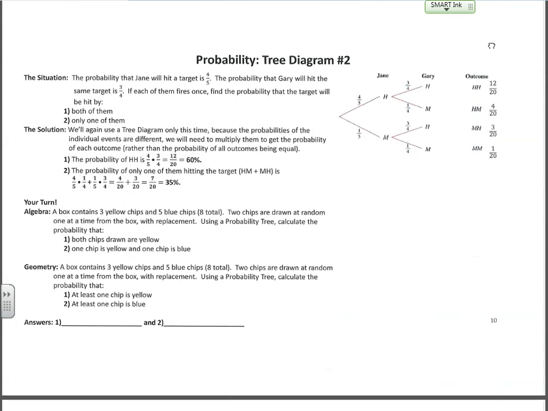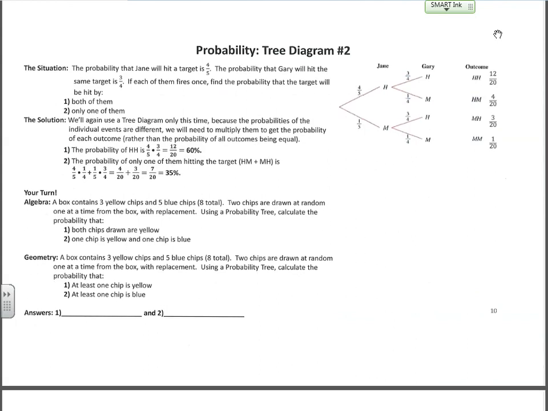Then we move on to our probability tree. We went through how to make this tree in the algebra video. Your question here: a box contains 3 yellow chips and 5 blue chips. 2 chips are drawn at random, 1 at a time from the box with replacement. So really the same situation as you had for algebra.